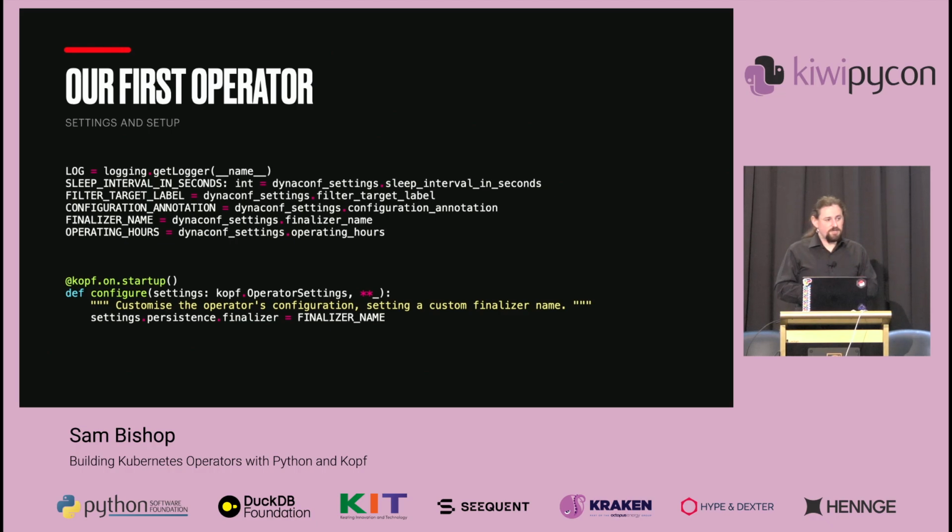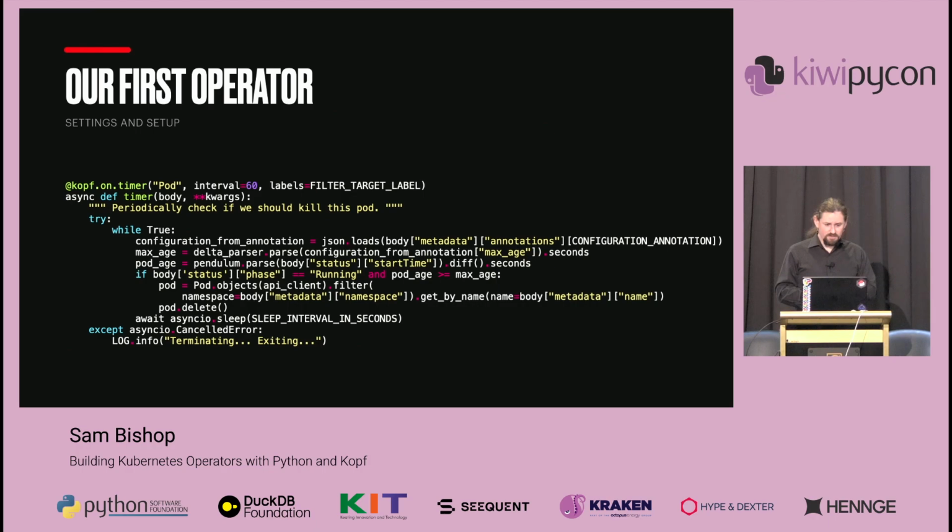So always give them a unique name. That's what the finalizer is there for. And Kopf makes it easy to just give everything a unique finalizer. And the operating hours is, again, an environment variable that will let us know when we're allowed to delete and not delete. So that async function right there is saying to Kopf, it wants to know about every pod that matches our filter.